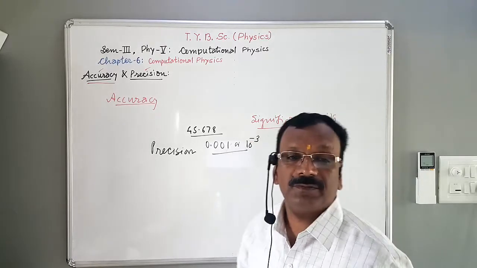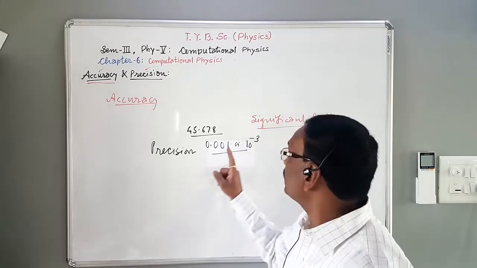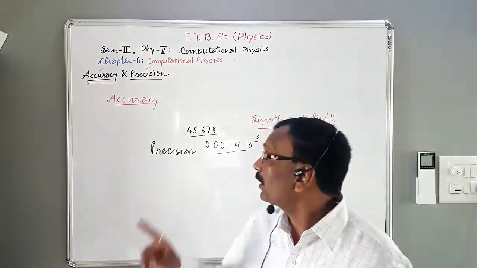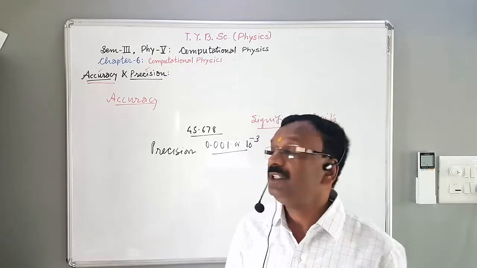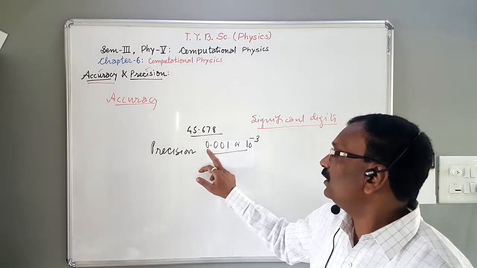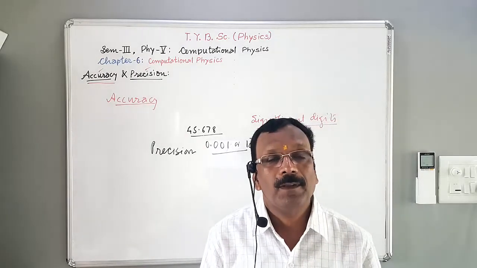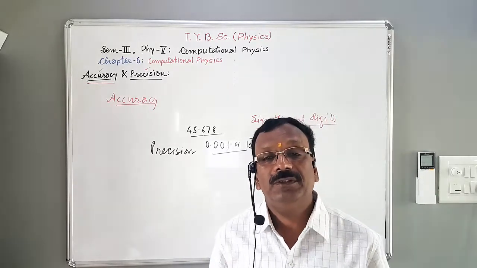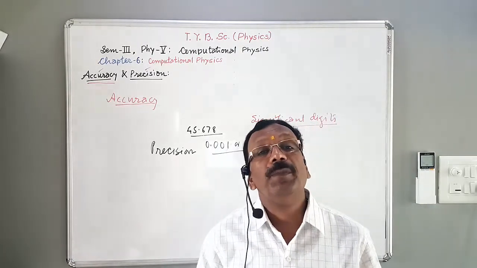This is the precision. I am again going to repeat. Precision refers to the number of decimal positions, these decimal positions after the decimal point. For that purpose we consider the same number, 45.678. What is the precision of this number after the decimal? The precision of this number is 0.001, or simply 10 raised to minus 3. Hence precision means repetitiveness of value. This value may or may not be correct.